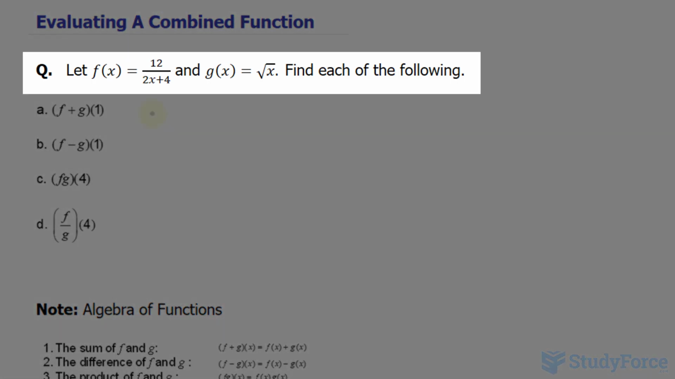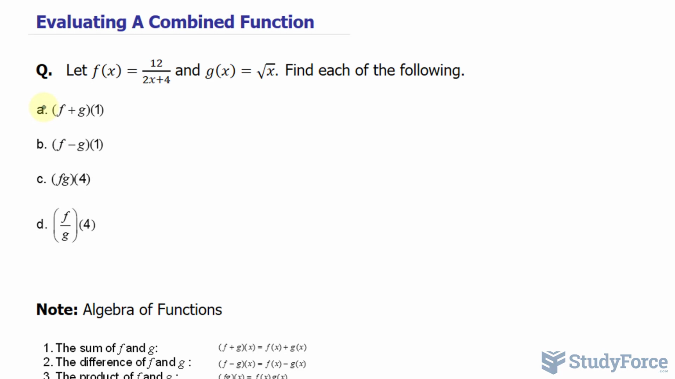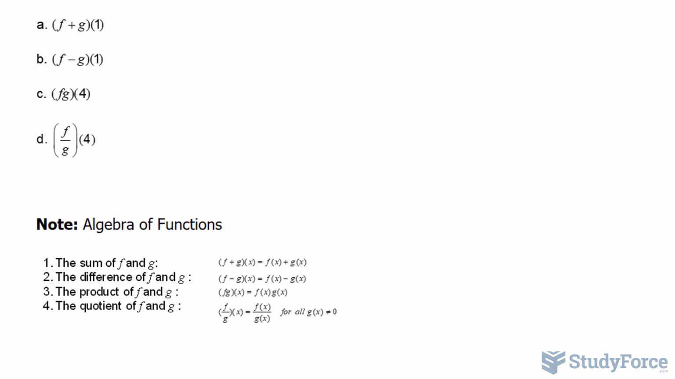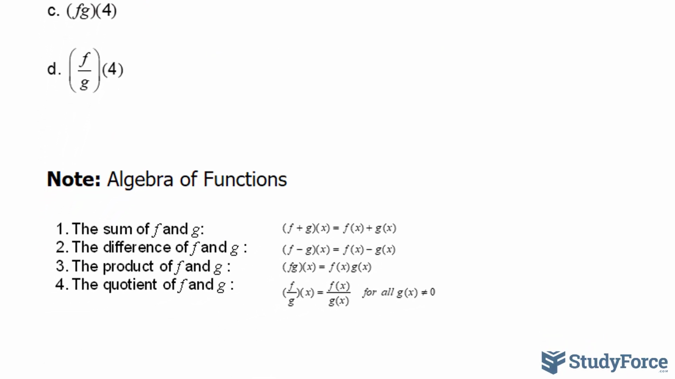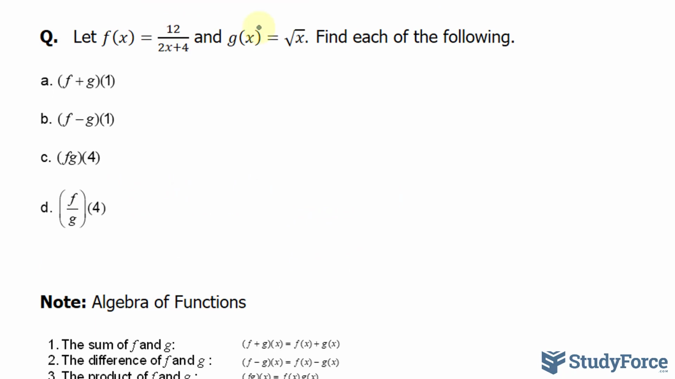So our question reads, let f of x equal to this expression and g of x equal to the square root of x. Find each of the following. So for question A, we have to add functions f and g together and then evaluate it when x is equal to 1. To do this effectively, you'll need to know these rules when it comes to the algebra of functions. And in our first example, we're adding them. So we simply add this expression to that, like this.